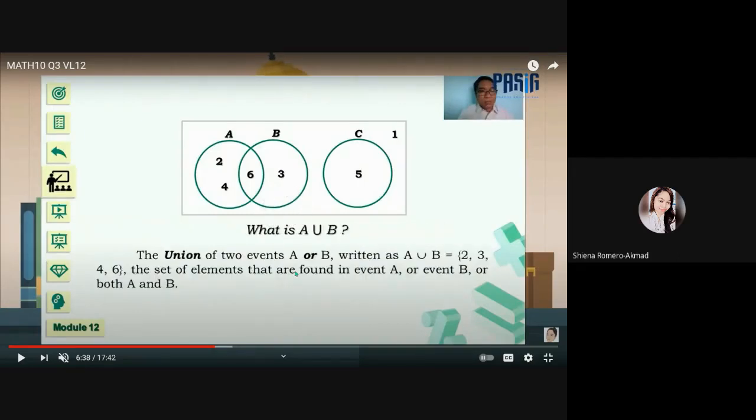Ano naman yung union? If we are going to have the union of A and B, it's A union B, o kaya naman pwedeng A or B, written as like this. So we have 2, 3, 4, 6. So these are the elements that are in event A or event B, the set of elements found in either event. So, ganun lang siya kadali, ano?